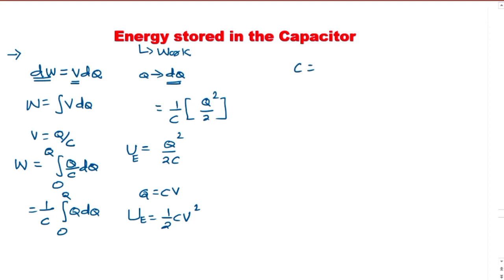We know that the capacitance of a parallel plate capacitor is epsilon naught A divided by d. Okay, actually this is not correct, just take it out. So what is the energy of the capacitor? It is q square by 2C.